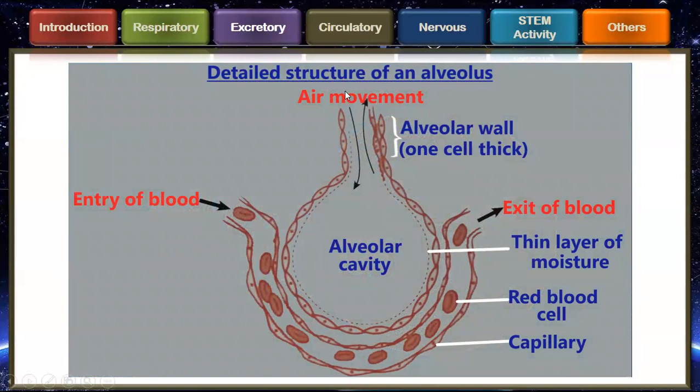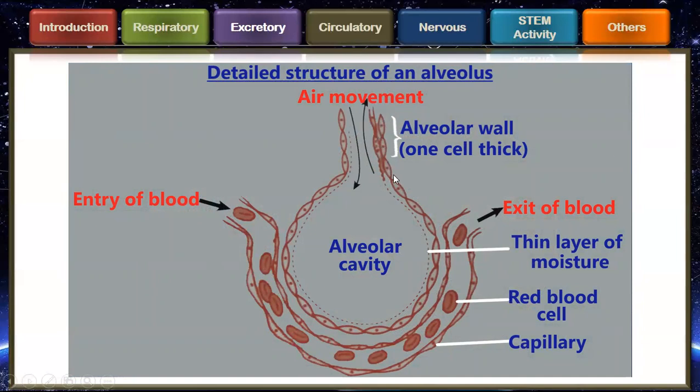This is the detailed structure of an alveolus. This is the path of the air as it goes through it. The air moves in, which is the oxygen, and then that will be injected into the red blood cells passing through the capillary. So that one will have the oxygen, while the carbon dioxide from the capillary will go to the alveoli, or the alveolar cavity, and will be pumped out.